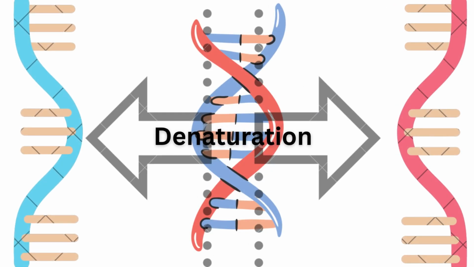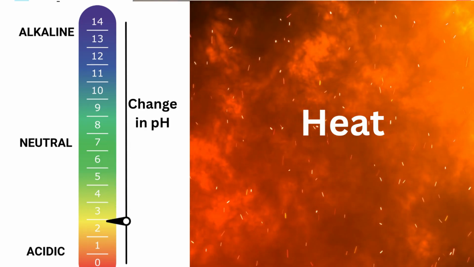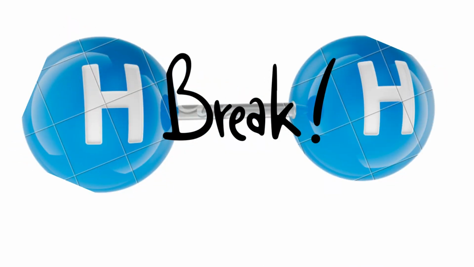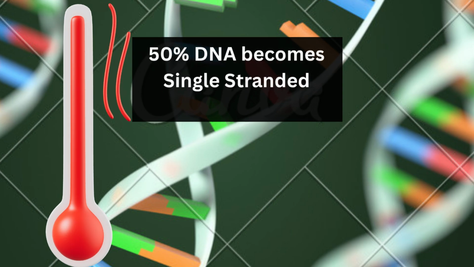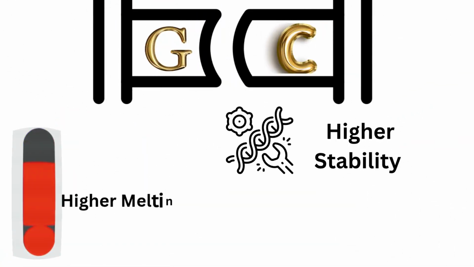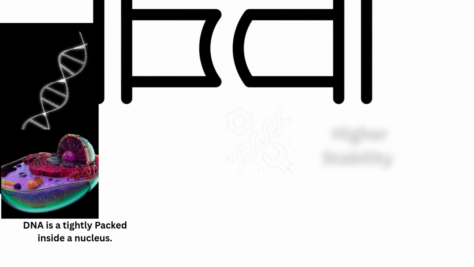Denaturation means separation of DNA strands. It happens due to heat or change in pH. Only hydrogen bonds break, not phosphodiester bonds. The melting temperature is the temperature at which 50% of the DNA becomes single-stranded. Higher guanine-cytosine content means higher stability and higher melting temperature.